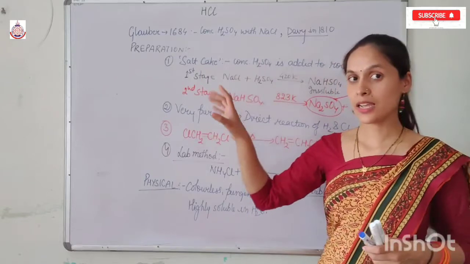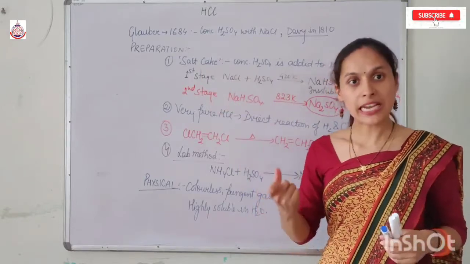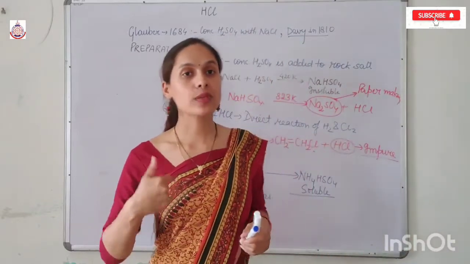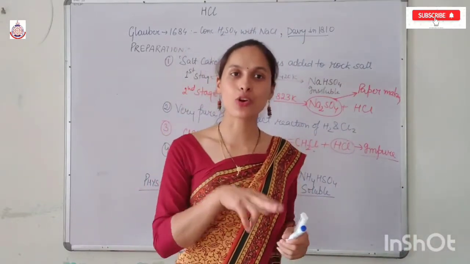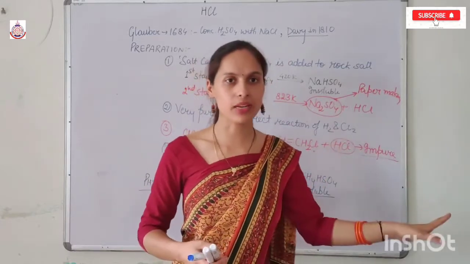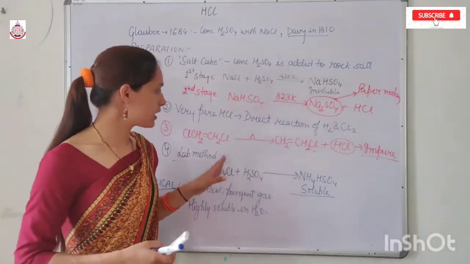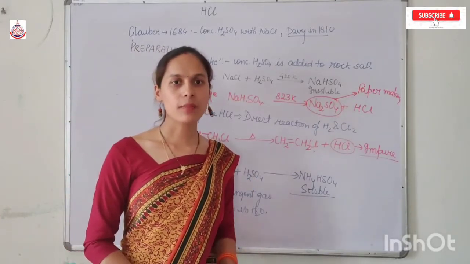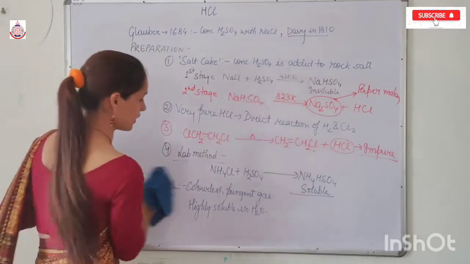So HCl is hydrogen chloride. It is a colorless, pungent smelling gas. But when it reacts with water, it becomes hydrochloric acid. Why it becomes hydrochloric acid, we will study in the chemical properties. So these are the physical properties of HCl. Now we will talk about the chemical properties of HCl.